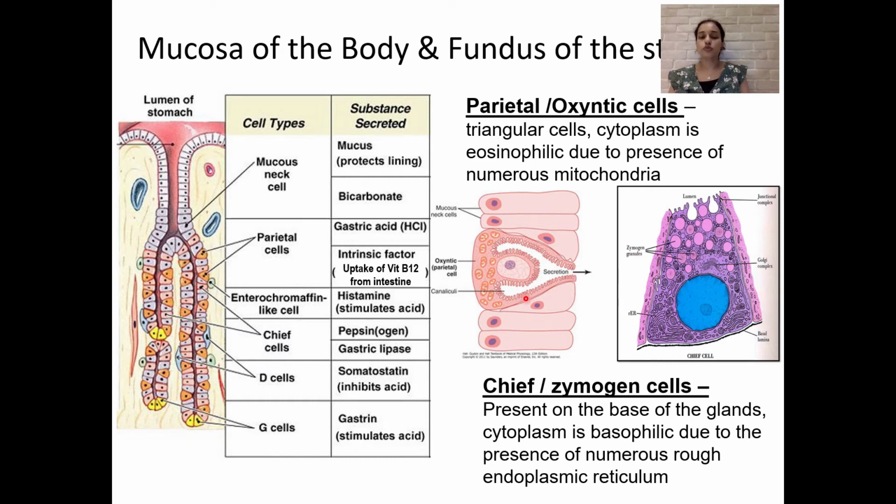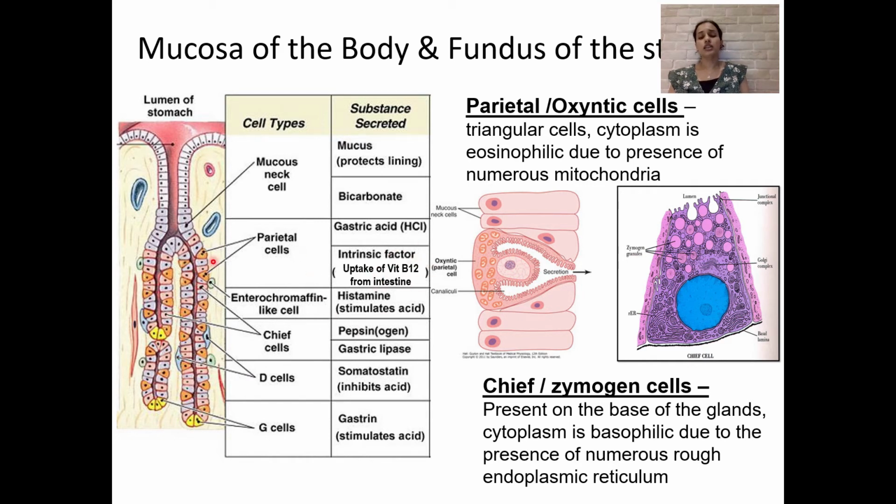So what is the function of parietal cells? Parietal cells mainly secrete gastric acid. They secrete hydrochloric acid, which gets added to the ingested food. Along with that, they produce intrinsic factor, which is very important for the absorption of vitamin B12 from the small intestine. So this intrinsic factor helps the small intestine to absorb vitamin B12.